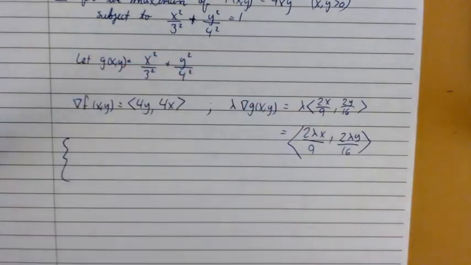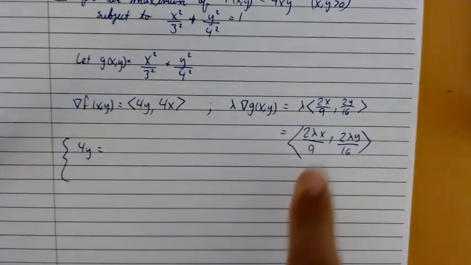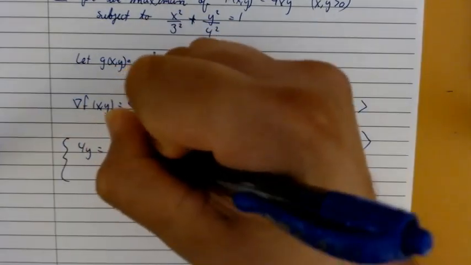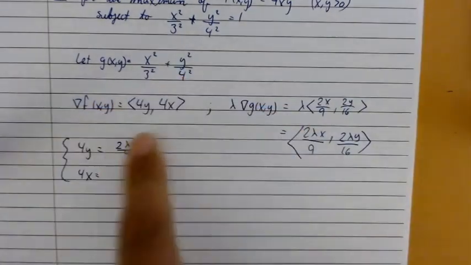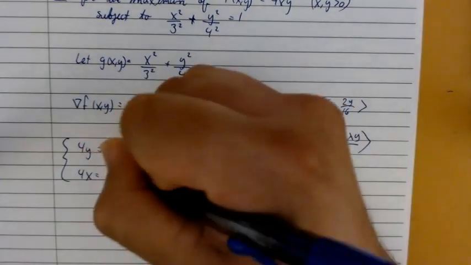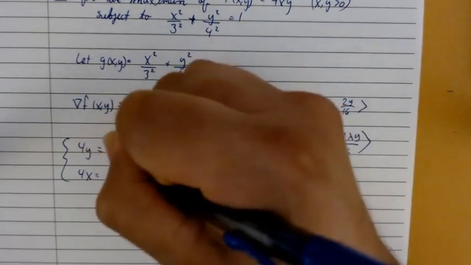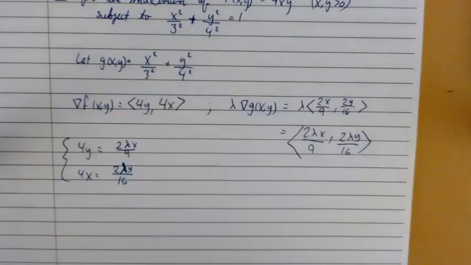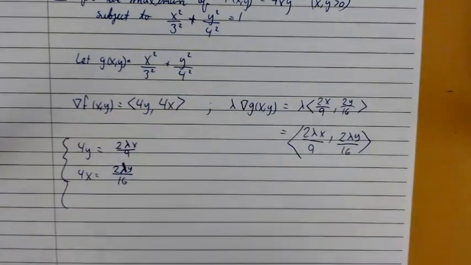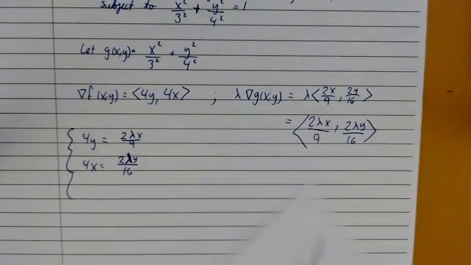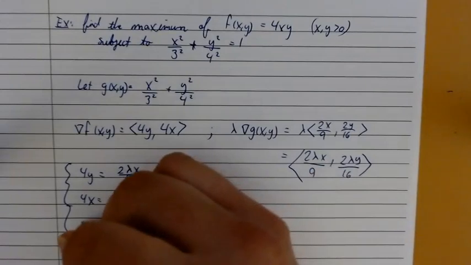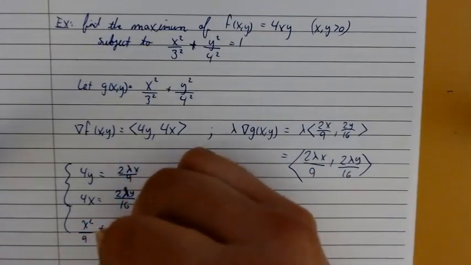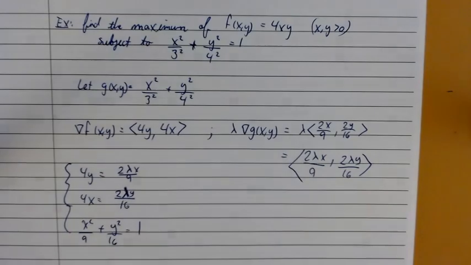We want to now solve the system of equations where 4y is equal to 2 lambda x over 9. We want 4x to equal 2 lambda y over 16. I have to be careful that lambda looked like an x there for a second. And finally, we want our third one to be our original constraint, g of x comma y equals our constant. That was the original constraint given in the problem: x squared over 9 plus y squared over 16 equals 1.